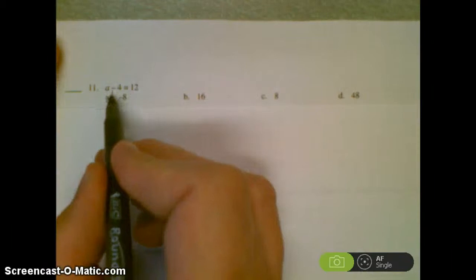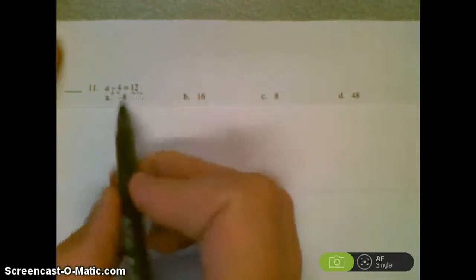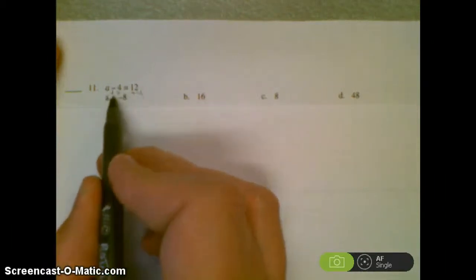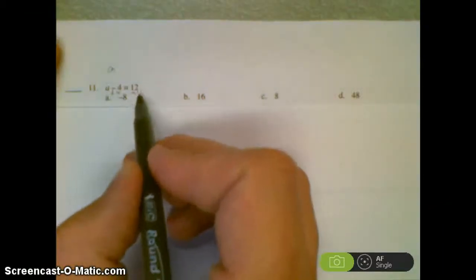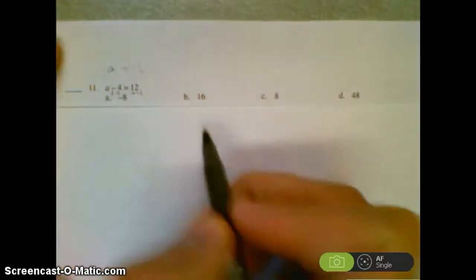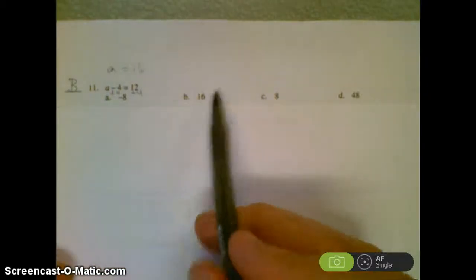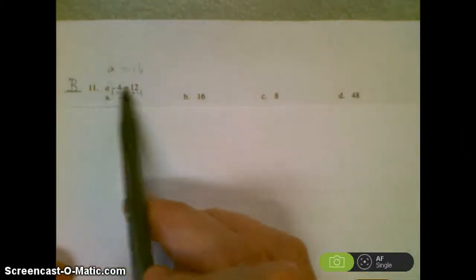It's the same concept here. Since I have a minus 4, I've got to add 4 to both sides. So negative 4 plus 4 is 0. That leaves me with a. I'm going to write it up here. 12 plus 4 is 16. So the answer is B. And of course you could have just plugged 16 in. Is 16 minus 4 12? Yes, it's 16.